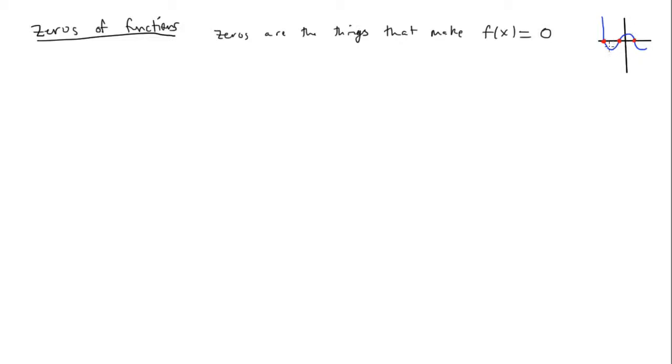Now, from a graph, you can visually estimate the locations of these things, much in the way that we visually estimated other points on the graph in a previous example. But if you want to find these things algebraically, then you have to get your hands dirty. So for that, let's look at an example. Let's say that our function is 8x squared plus 50x minus 42. We want to find the zeros of this thing.